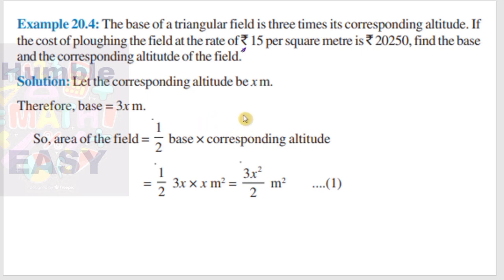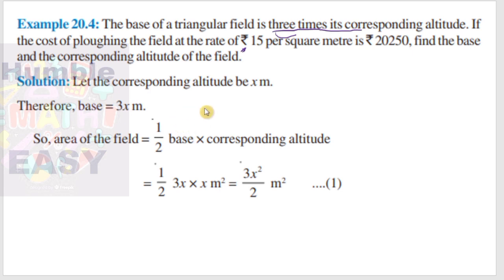Again, the base of a triangular field is 3 times its corresponding altitude. So we now have 3 times its corresponding altitude. Now, if the cost of ploughing the field at the rate of 15 rupee per square meter is 20,250 rupee, find the base and the corresponding altitude of the field.